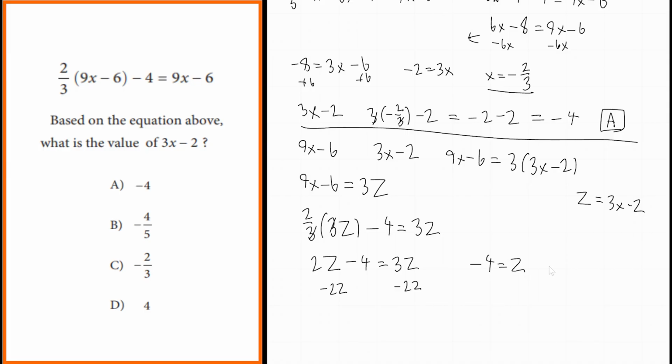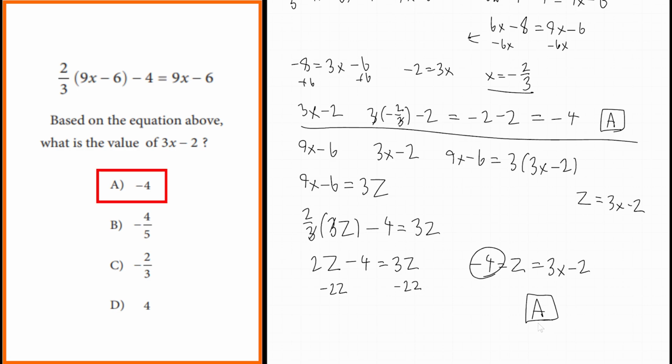And once again, z is the value we're looking for, 3x minus 2. So we have skipped having to solve for x and then plugging that value of x back in, and we have immediately solved for the value of 3x minus 2, and that is negative 4, or in other words, option A.